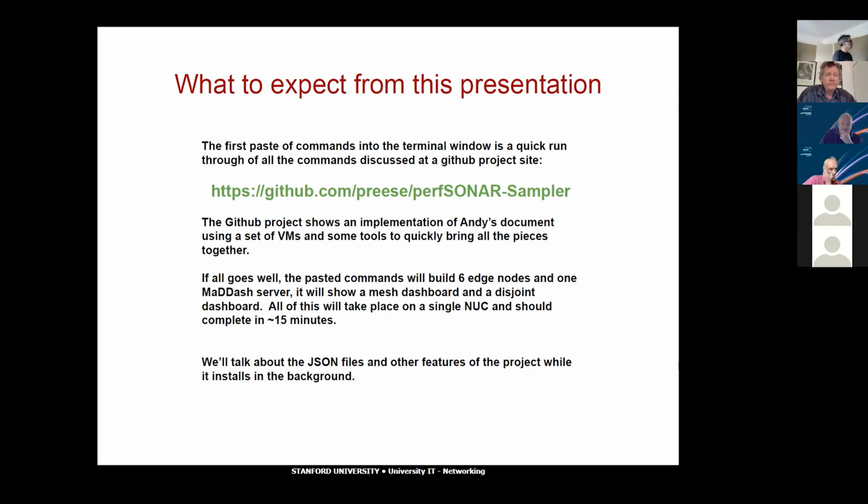And I put together a project that integrates all of those and the perfSONAR development document, and made a little project that creates 6 nodes and a MaDDash server, and it puts together a full mesh and a disjoint mesh, and it all builds in about 15 minutes. And it fits on one small server. It obviously isn't doing any real network management, but it does illustrate how the build process works, what the JSON files do for the project, and how it all fits together.